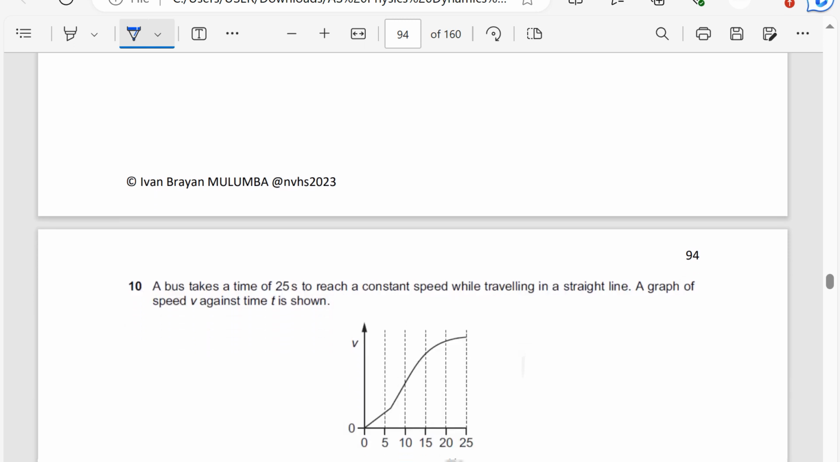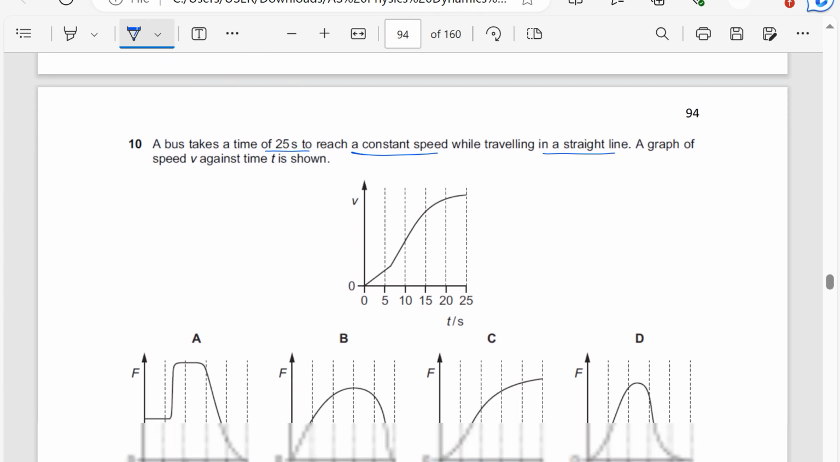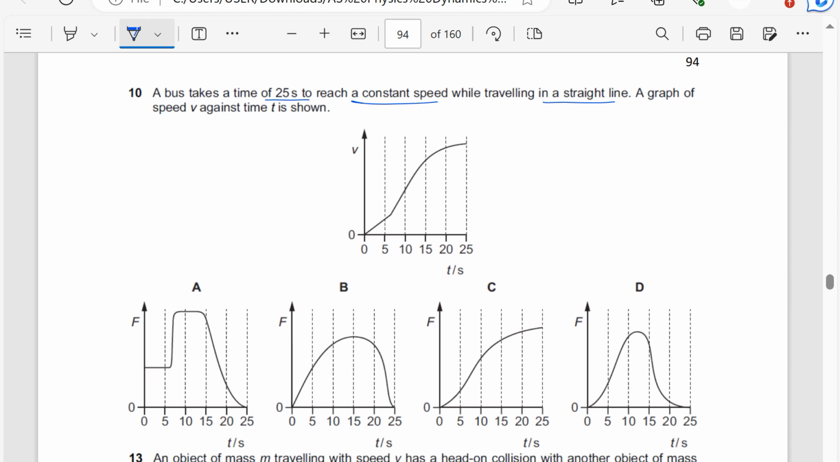It takes 25 seconds to reach a constant speed while traveling in a straight line. A graph of speed v against time t is shown.